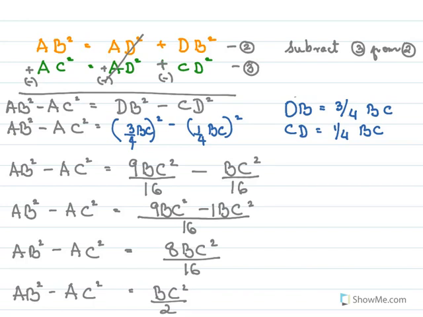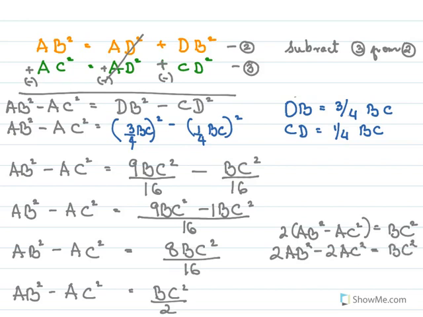Now I take the 2 on the other side, so I have 2 into AB square minus AC square equal to BC square. So 2AB square, open the bracket, 2AC square equal to BC square. I take the AC square the other side, so I get 2AB square equal to BC square plus twice AC square. And this is proved. This is exactly what they have asked you.